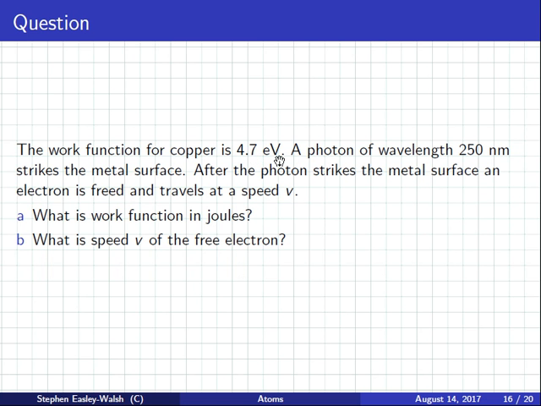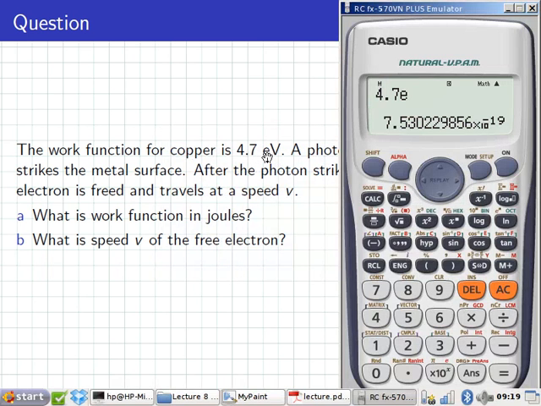4.7 times e. That's how you change electron volts into joules. There should be no questions. This is not a hard thing. We've done this many times. It's confusing. No, it's not confusing. What's e? Charge of the electron.